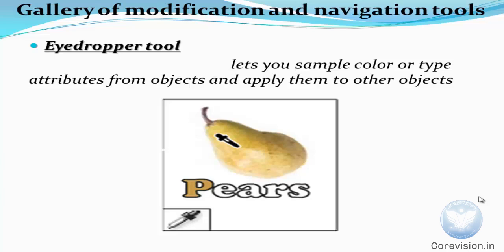First of all, the eyedropper tool. It is used to choose a sample color or type attributes from objects and apply them to other objects. This is the example of the eyedropper tool, where we can choose a sample color or type attributes from objects and apply them to other objects.